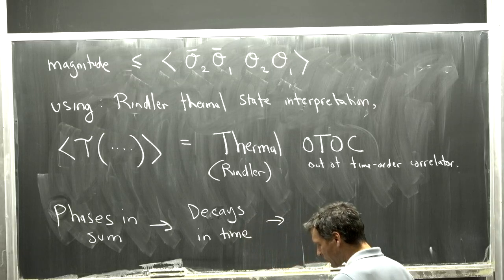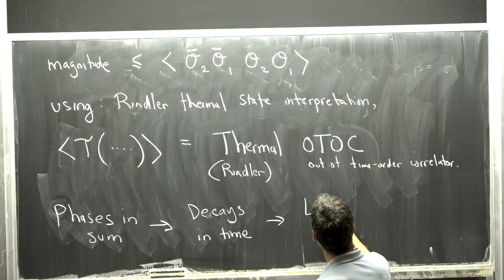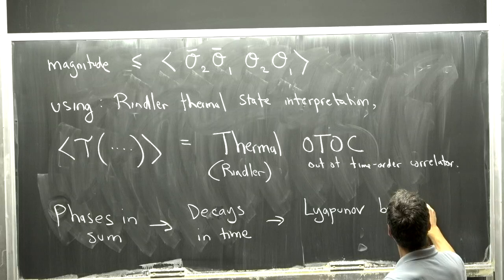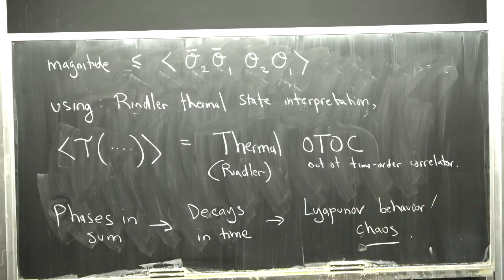So when it starts to decay, you can understand that as Lyapunov behavior and a signature of chaos in the thermal correlation function. Again, I'm not going to really get into that, but this is a topic that is really interesting. There's lots of great work on understanding the OTOCs, both in quantum mechanical systems, things like SYK, and in holographic systems, and a lot of techniques have been developed there.